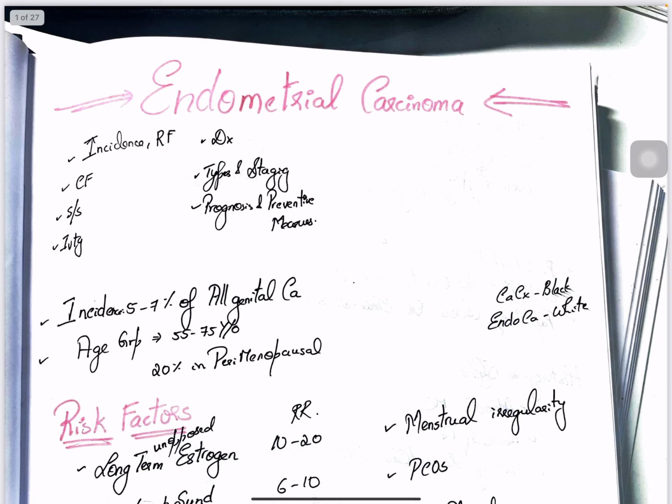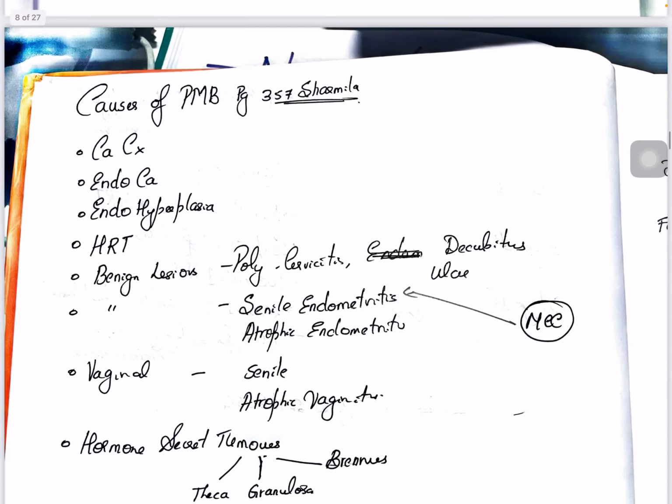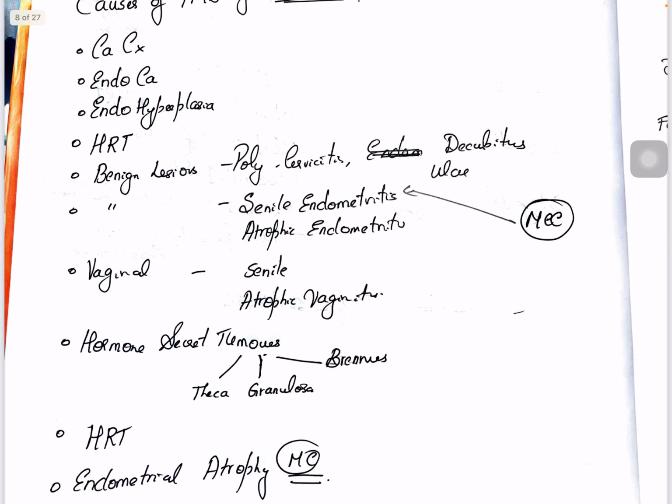So we have endometrial carcinoma. What are we going to write? We're going to write risk factors. First, we're going to start with the causes of perimenopausal bleeding: carcinoma cervix, endometrial carcinoma, endometrial hyperplasia.